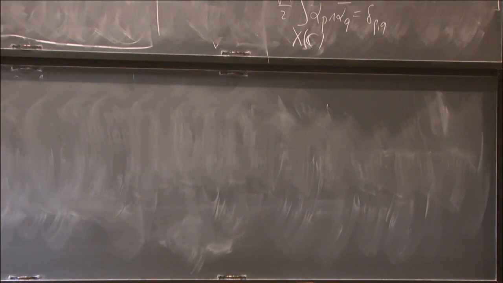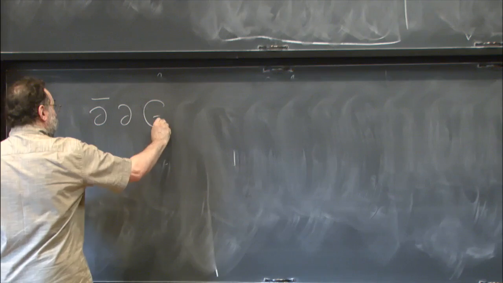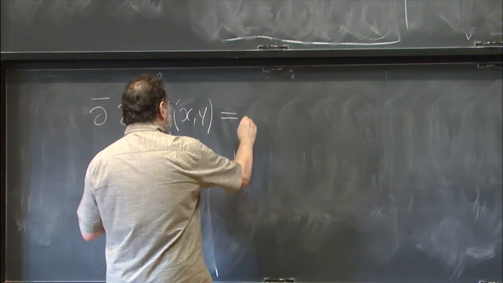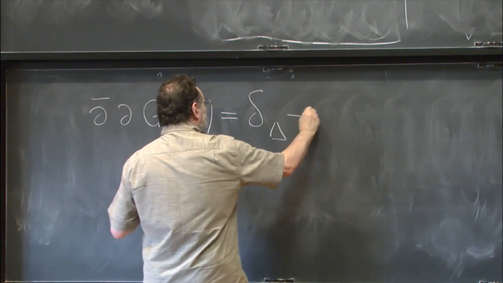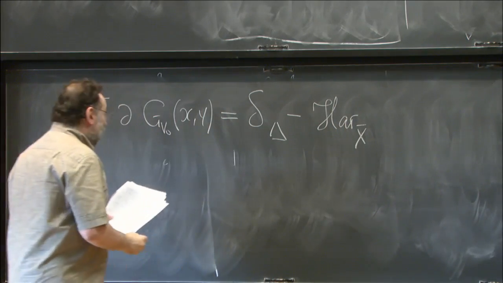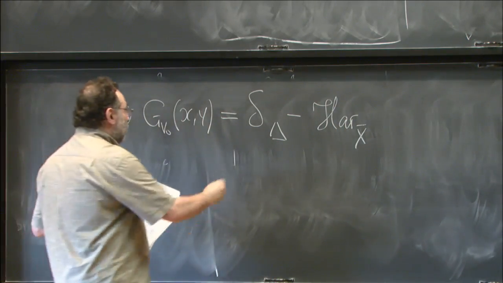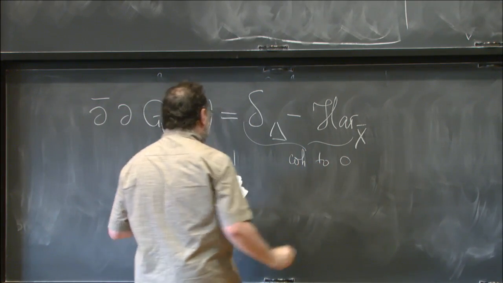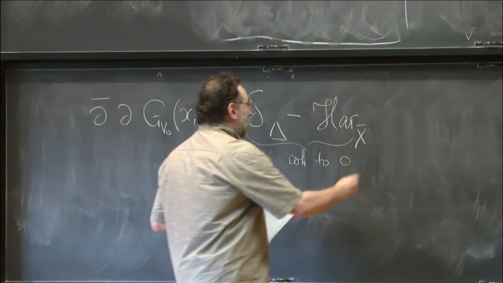Is that okay? Yes. Okay. So now I can try to solve the equation. I consider the equation d bar d of this Green function G(x,y) equals the delta function of the diagonal minus this harmonic form. And because the right-hand side is cohomologous to 0, this equation has a solution.